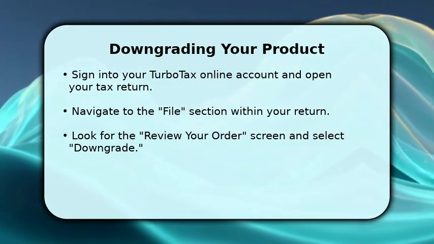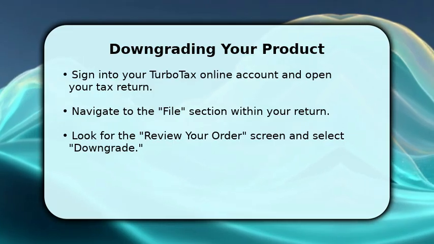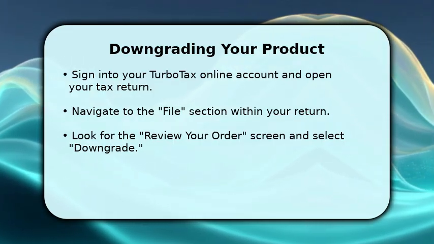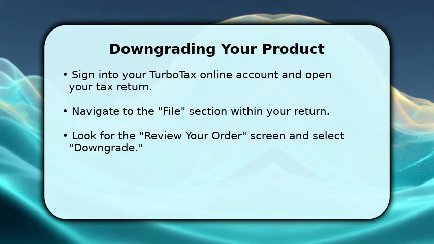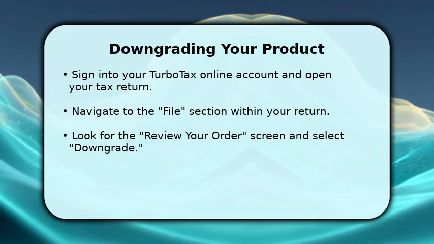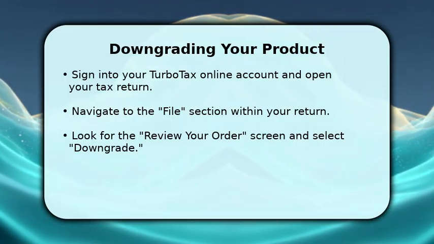Next, proceed through the screens until you reach the "Just a few steps left" section. Here, you should find an option to review your order. On the order summary screen, look for and select the downgrade button to switch to a different product.